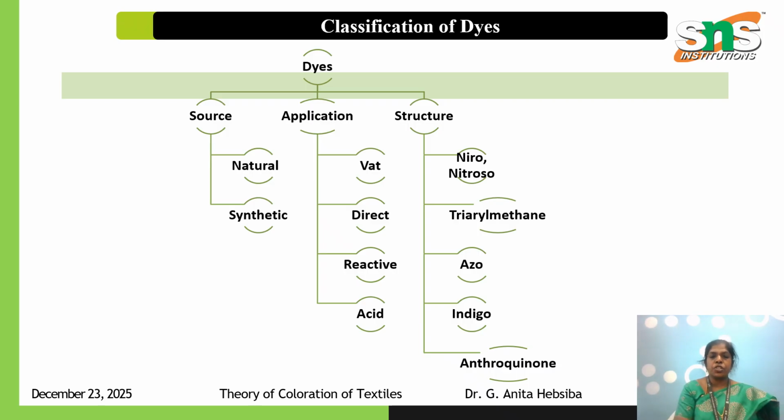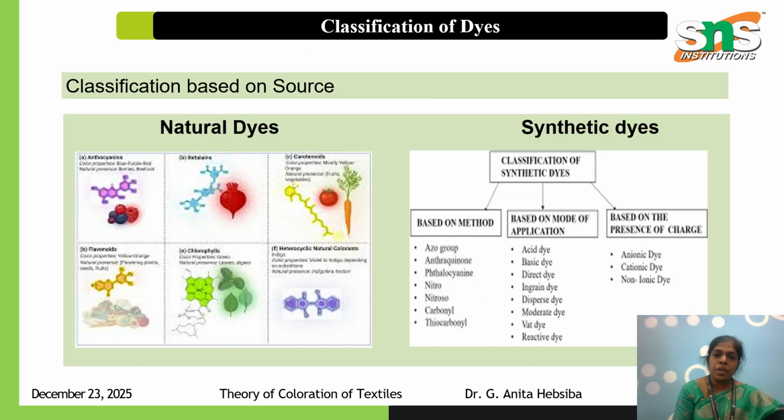Next comes the classification of dyes. Dyes are classified under three categories. The first one is according to source, the second one is according to application, the third one is according to structure. According to source, dyes are classified as natural and synthetic dyes. According to application, dyes are classified into direct dyes, vat dyes, reactive dyes, azoic dyes, modern dyes, etc. Based on structure, they are classified as azo dyes, nitro dyes, nitroso dyes, quinonoid dyes, etc.